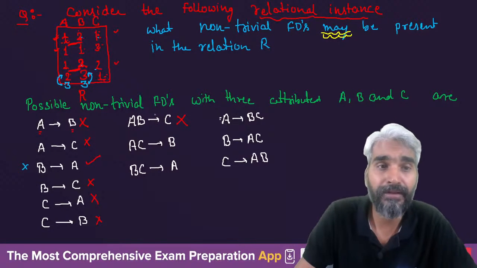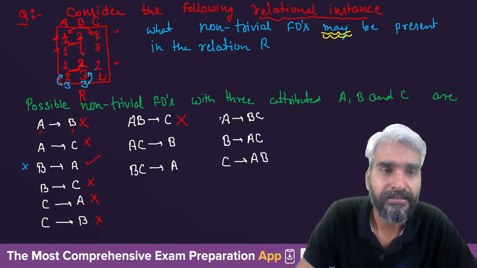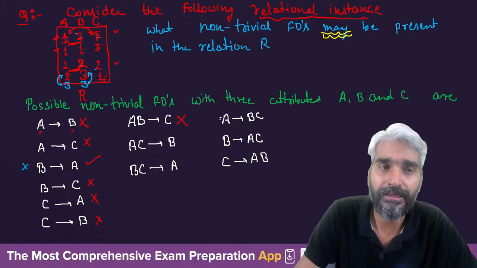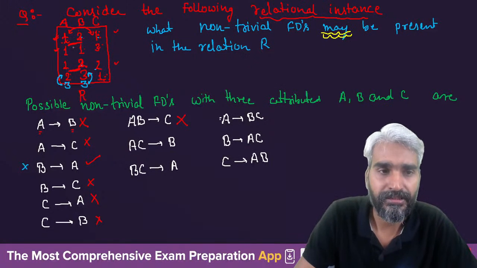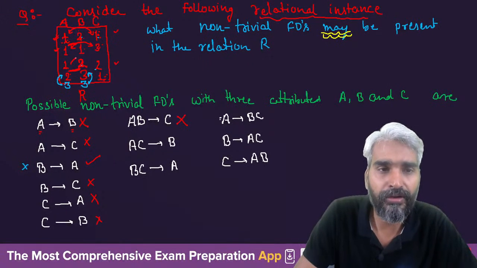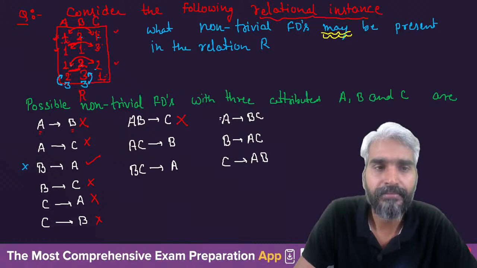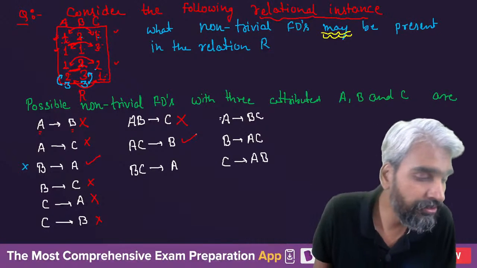Now let's look at AC implies B. So AC, this is 1, 1. Do we have 1, 1 anywhere else? No, sir. So if condition itself is not satisfied, therefore you don't need to worry about then condition. This is 1, 3. Do we have 1, 3 anywhere else with respect to A and C? No, sir. Do we have 1, 2 anywhere else with respect to A and C? No, sir. Do you have 2, 1 with respect to A and C anywhere else? No, sir. So this may be a valid non-trivial FD.